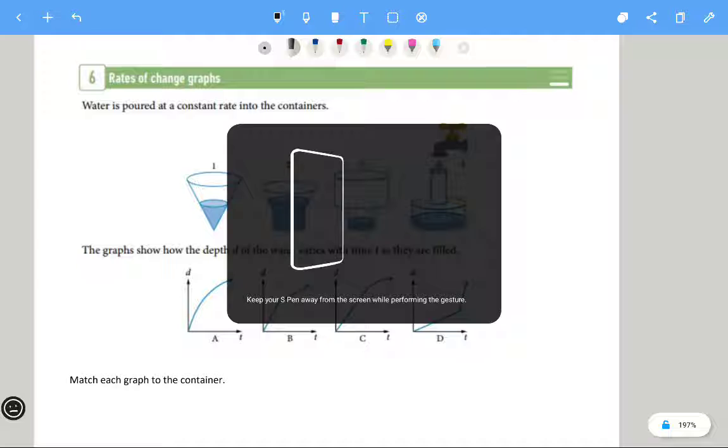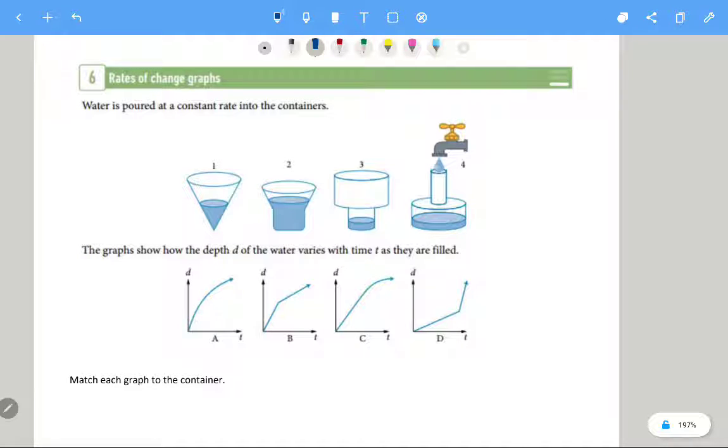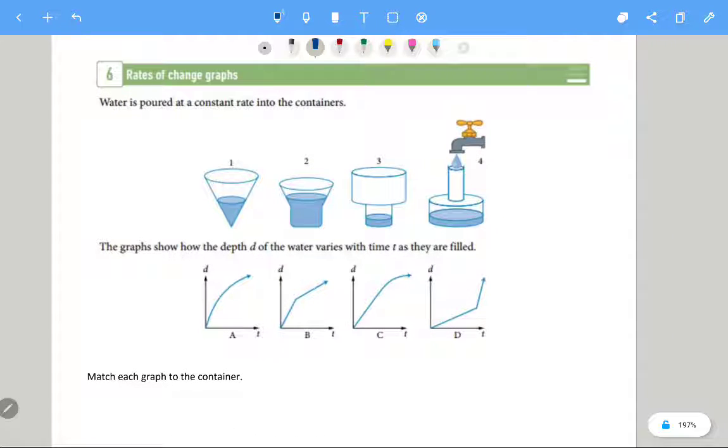But notice that there are no sharp bends in the cup, so it's going to slowly but surely take longer and longer to fill up. So the rate at which the depth of water rises will actually slow down. If we look at this first graph here, at the beginning it has a really steep ascent, but then over time it slowly flattens out and gets a smaller gradient. So that means number one goes with A. Let's have a look at number two.